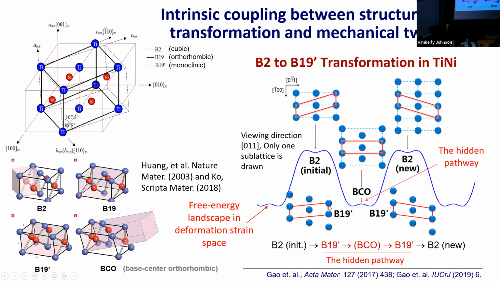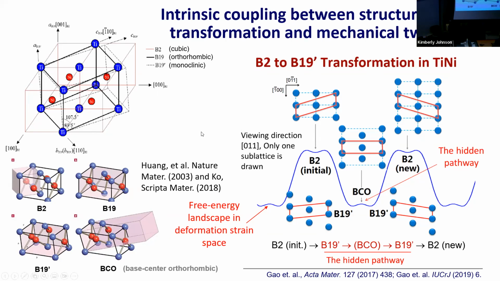All right. So B2 to B19 prime, that's usually the group-subgroup relationship for the structural transformation. Usually they don't go anywhere else. You go from B2 to B19 prime, and the B19 prime has to return to B2 on the way back for the transformation because of the crystal symmetry.